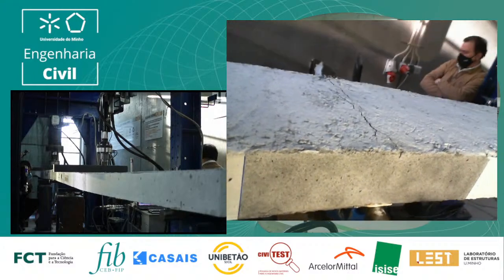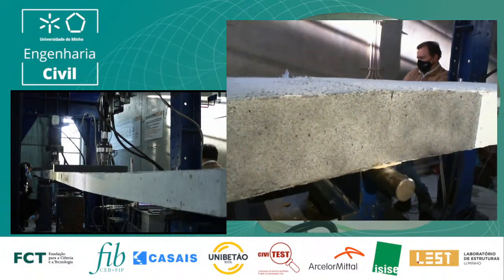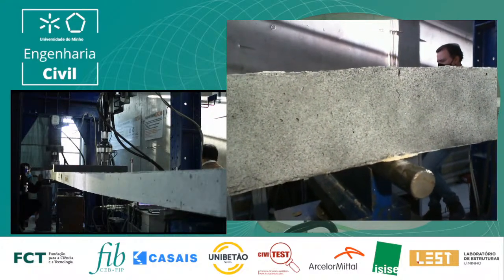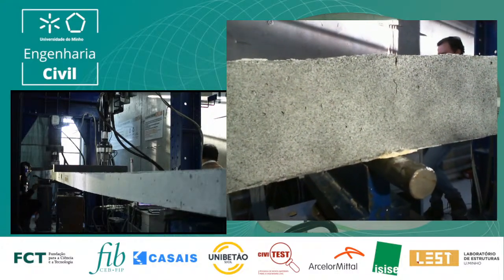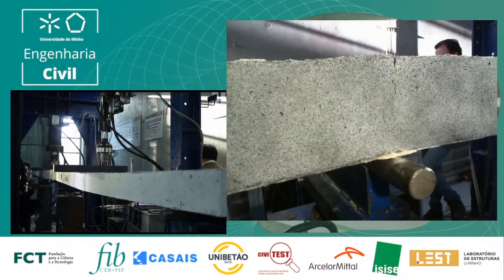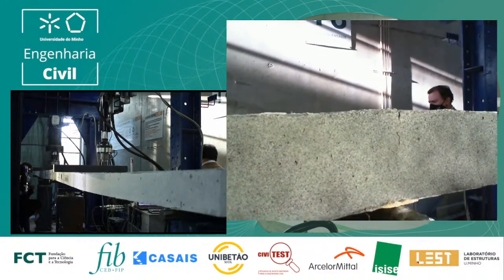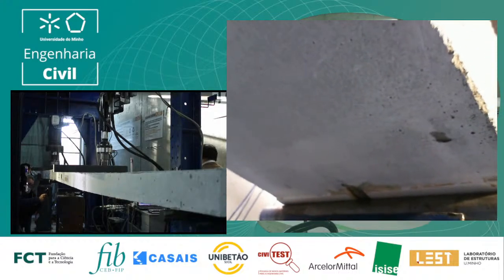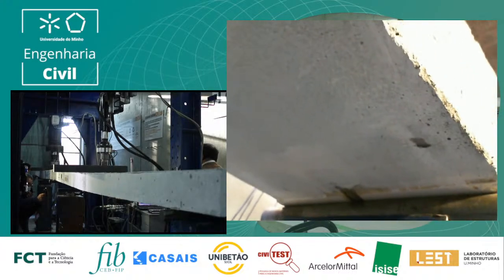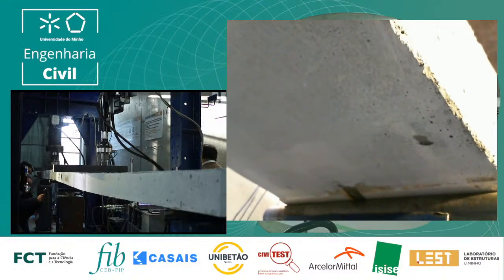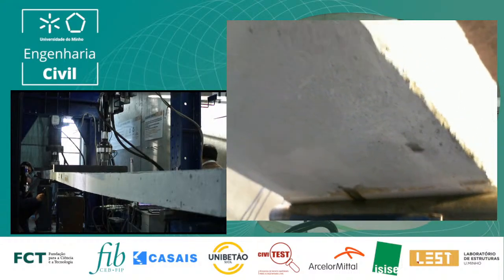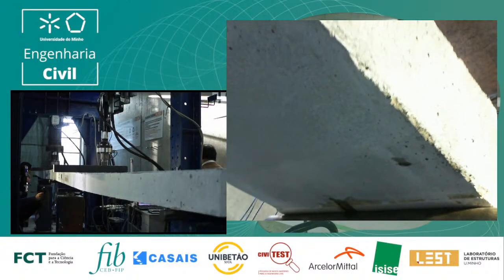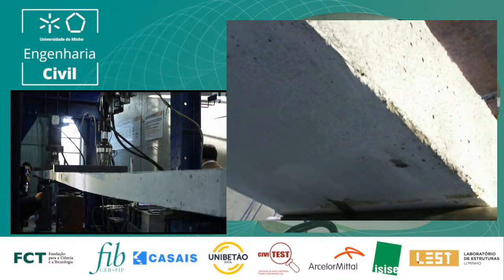So we can see that the depth of the neutral axis is very deep, or is very high. Well, in the bottom, as you see, we have a strain gauge to measure the compressive strain, and consequently to verify what is the strain level that is attained in the bottom.